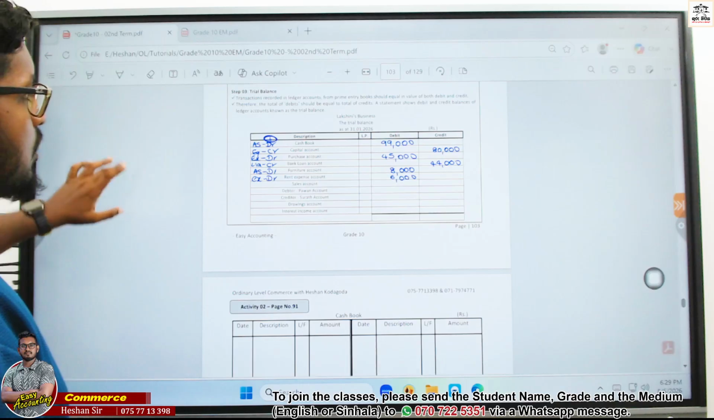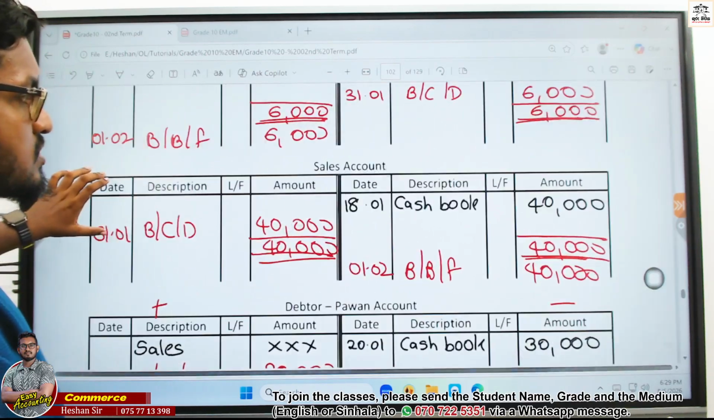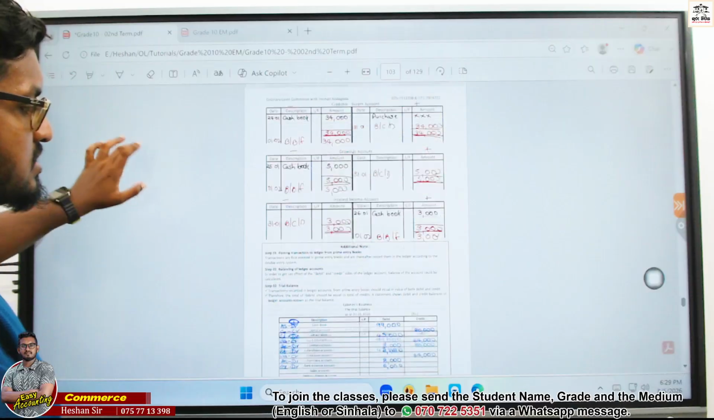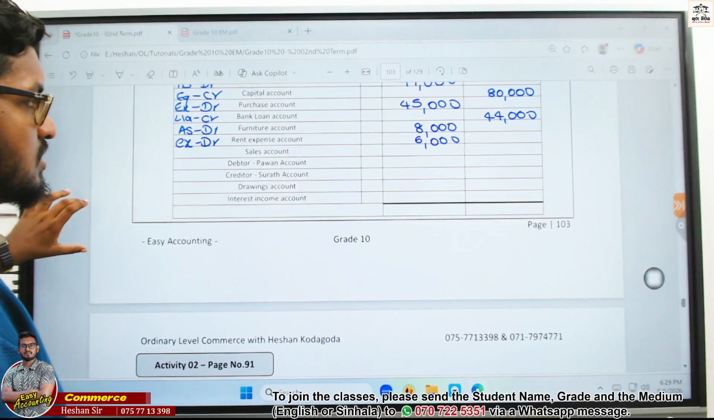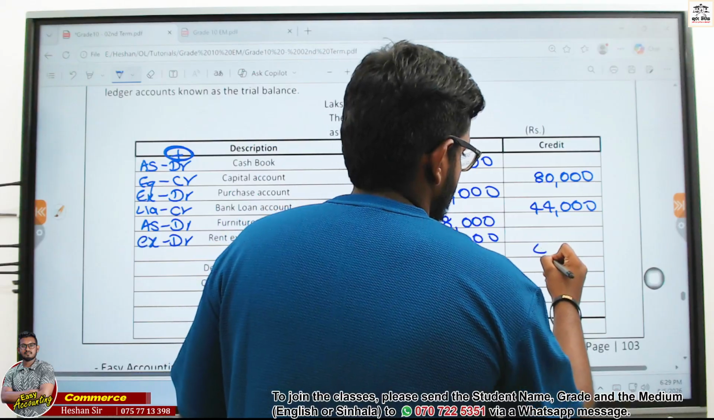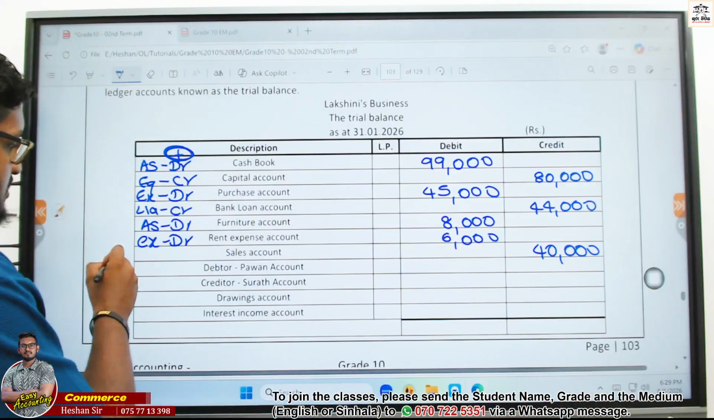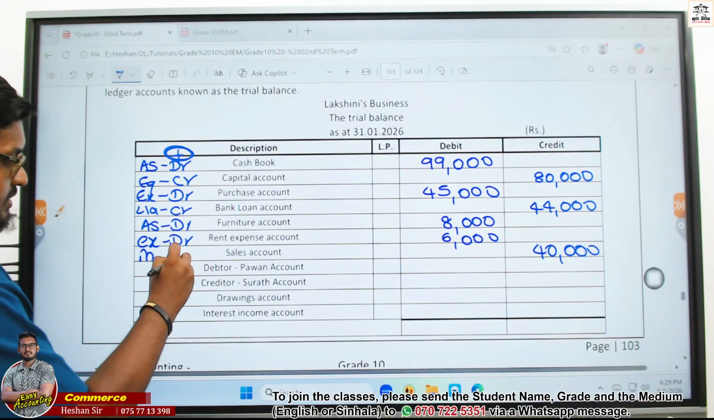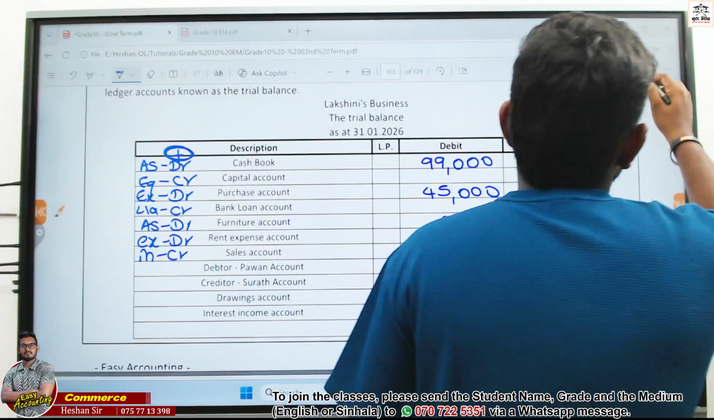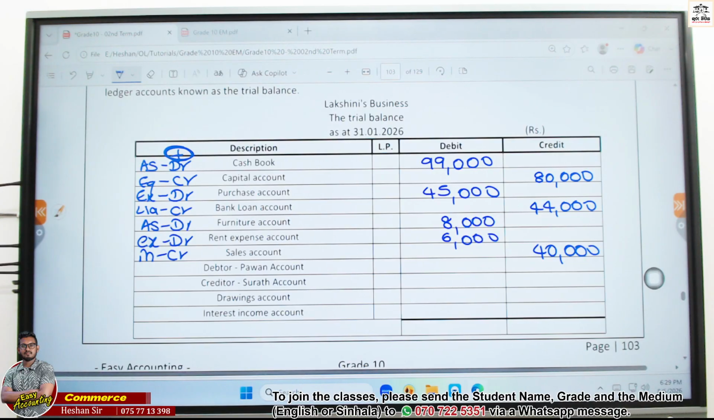Sales is an income. How much is the total? Sales, 40,000. You can see the sales credit side is 40,000. Sales is an income account. Income principal increase is credit. That's why it goes to the credit side.